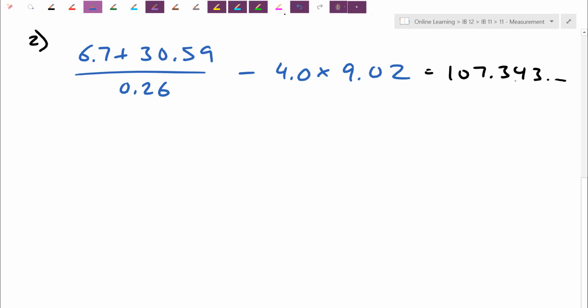Just do yourself a favor and do that part first. Let's do the operations here. 4 times 9.02, the calculator gives you 36.08.